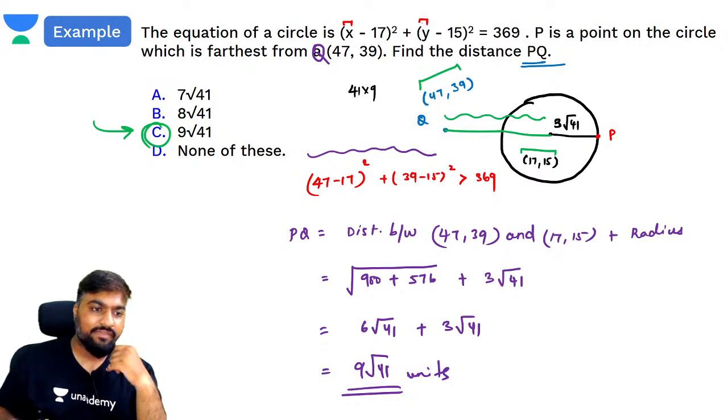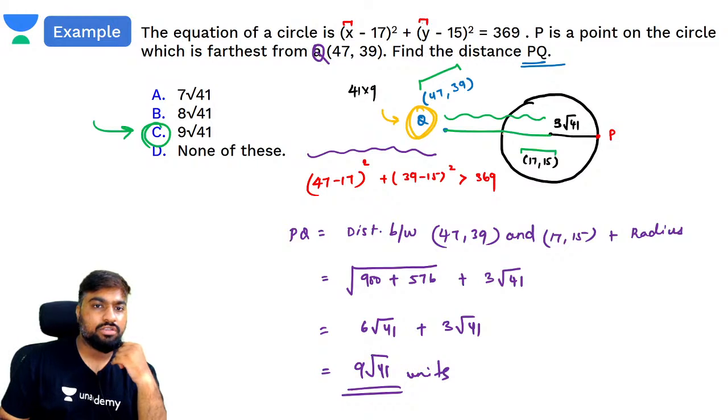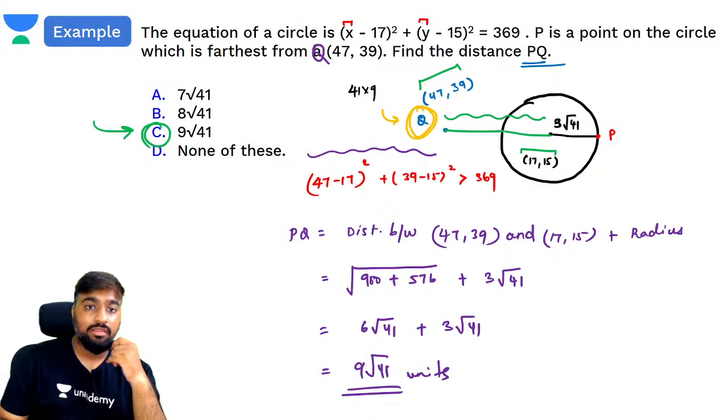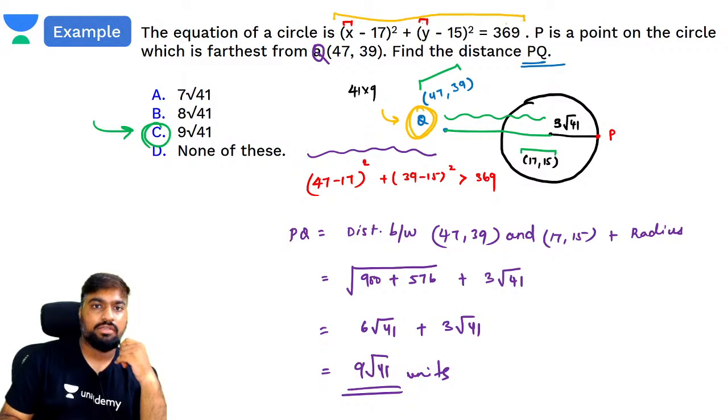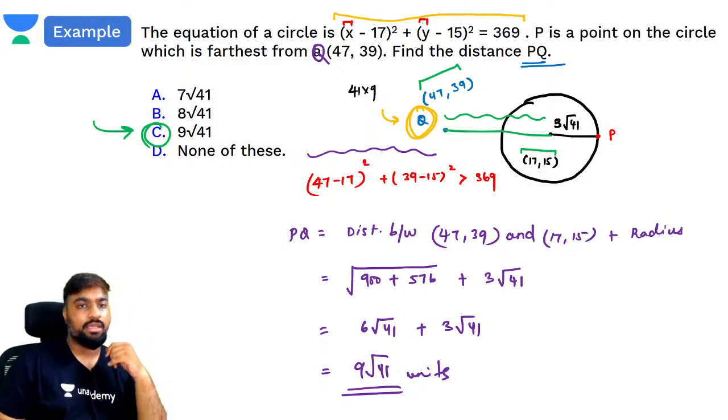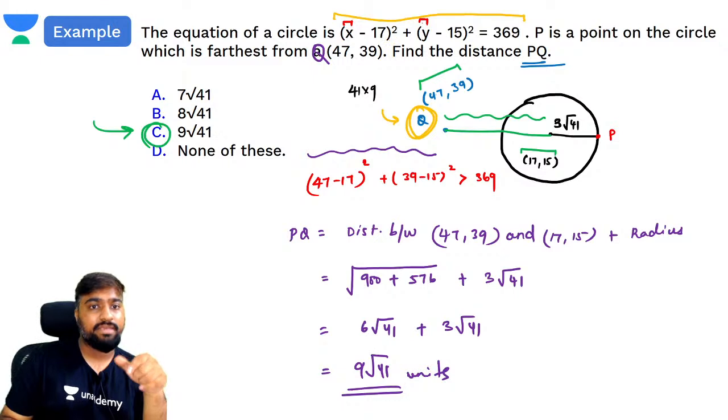Yes, so identifying where Q lies is important. Identifying Q का position is very important. Yes, otherwise 6√41 could also be the answer if Q lied on the circle. अगर Q के जो coordinates हैं वो इस equation में x minus 17 the whole square y minus 15 the whole square is equal to 369 में plug in करोगे, अगर satisfy करेगा that means Q lies on the circle. Yes.